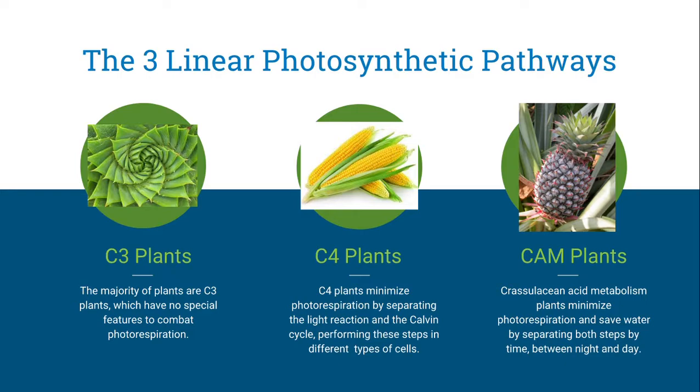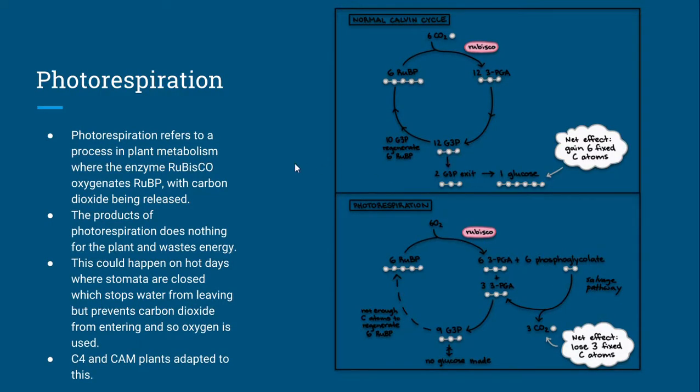If you don't know what photorespiration is, it's when, in plant metabolism, rubisco oxygenates RuBP instead of using carbon dioxide. The products of photorespiration do nothing for the plant and actually waste energy, with the net effect being losing 3 carbon dioxides. The reason photorespiration can happen is because on hot days stomata are closed, which stops water from leaving, but it also prevents carbon dioxide from entering, and so the plant is forced to use oxygen in the Calvin cycle. However, C4 and CAM plants are adapted to photorespiration.